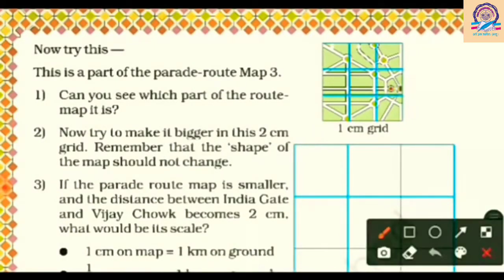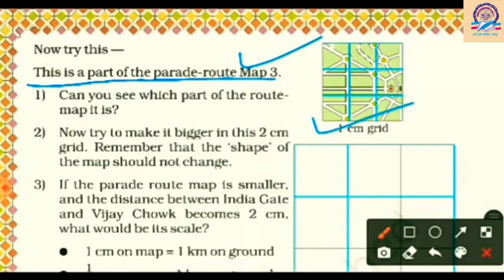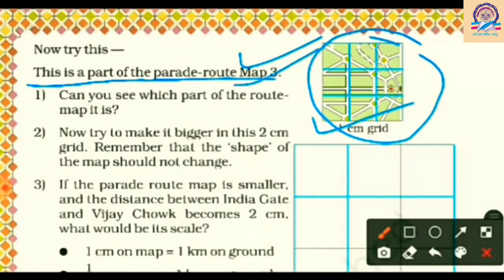As you can see on the right hand side, this 1 centimeter grid is the parade route of Map 3, which we have already discussed in the previous video. If you haven't watched that video, please go and watch it for a better understanding of this part. So here we can say that this is Map 3 which we have already discussed.